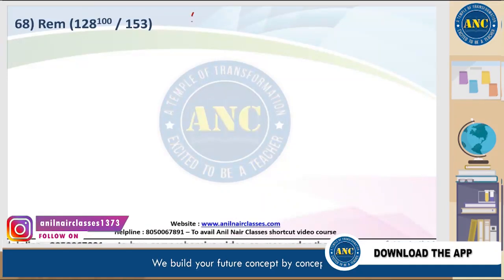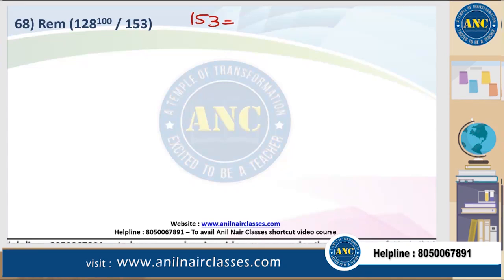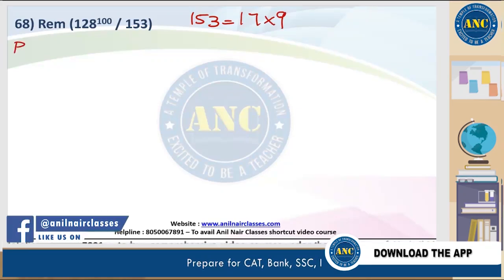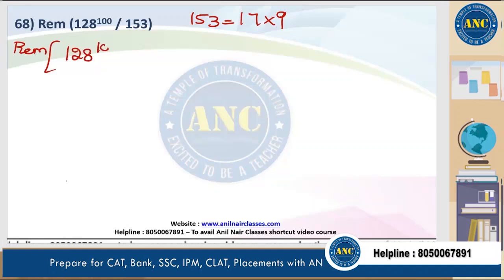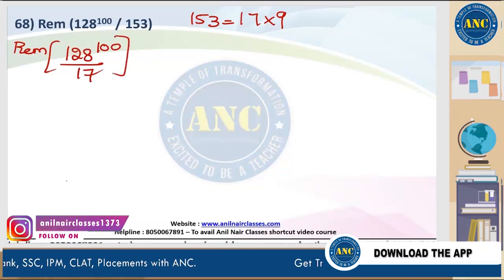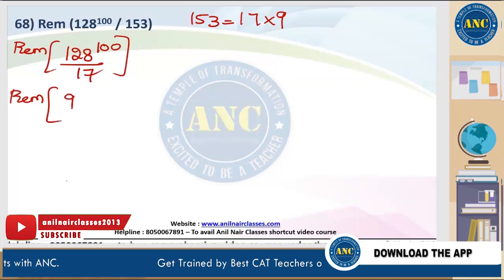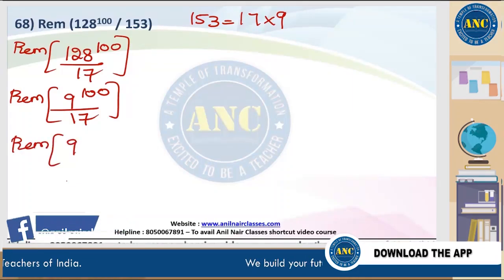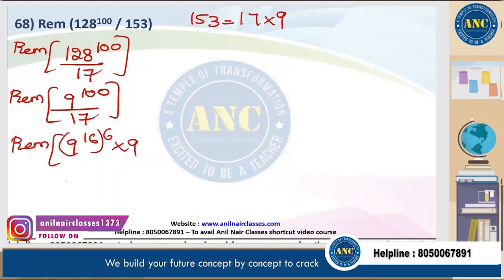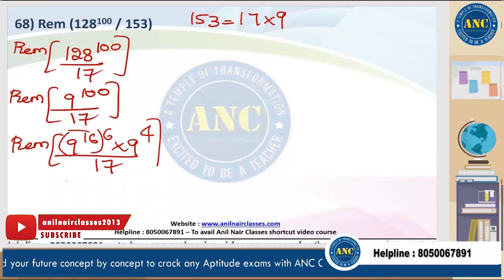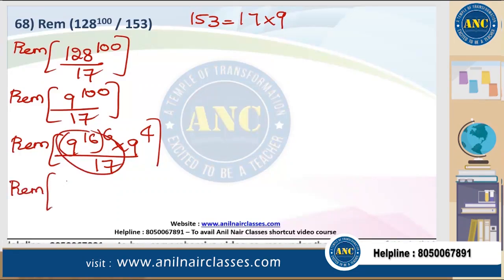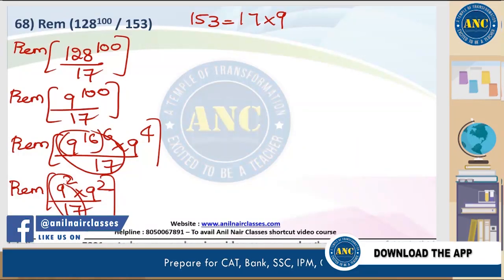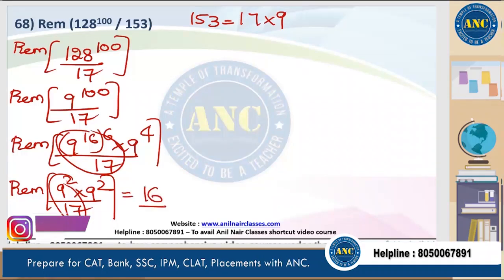68. One more. 128 power 100 divided by 153. So this is nothing but 17 into 9. 128 power 100 divided by 17. 17 sevens are 119. So 9 power 100 divided by 17. This is nothing but 9 power 16. 16 sixes are 96, into 9 power 4 by 17. 9 power 4 is nothing but 9 square into 9 square divided by 17. 81. 17 fives are 85. Minus 4, minus 4. So it is 16.